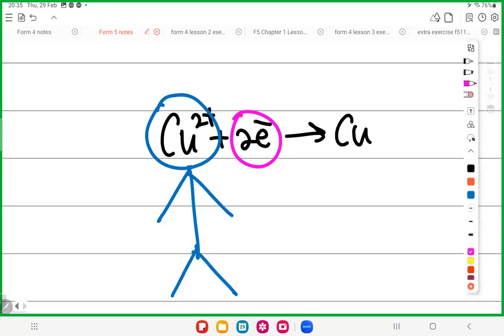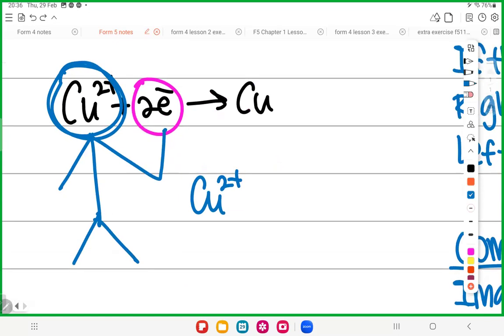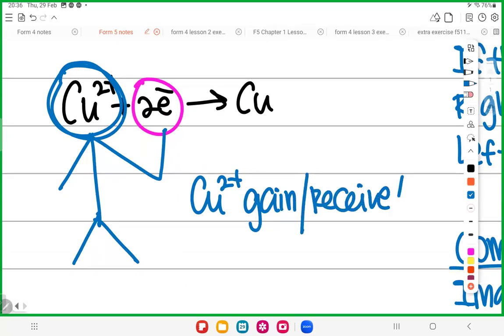So when electron very close to you, can you use your arm or your hand, go and take it? Yes, you can. You can open your hand and take the electron in, because the electron is so close. All right. So what happened now? So this fella, Cu2 plus, what you do? You take the electron. So take the electron means what? Gain. You can say gain, you can say receive, you also can say accept the electron. That's it.